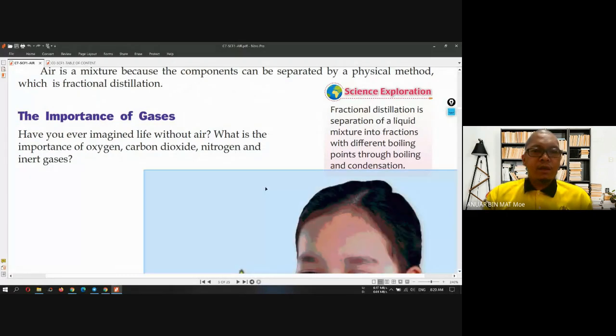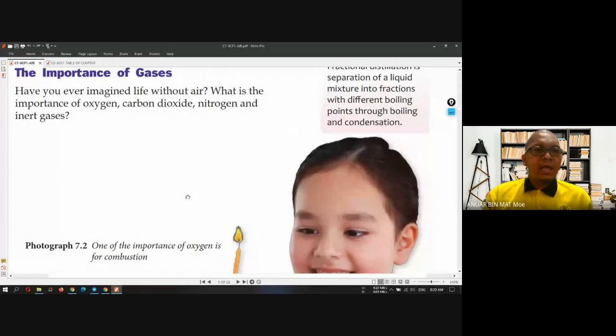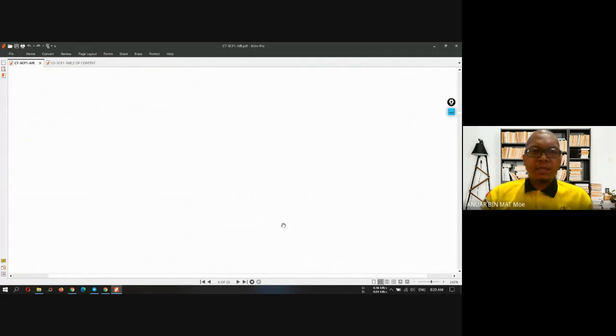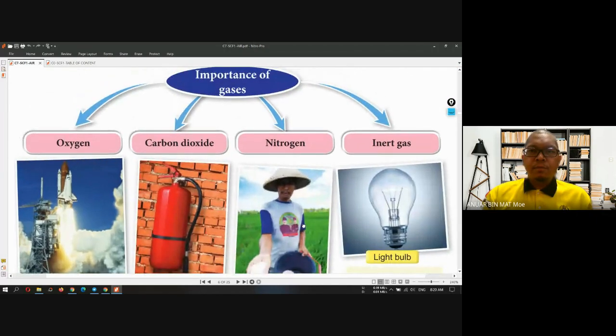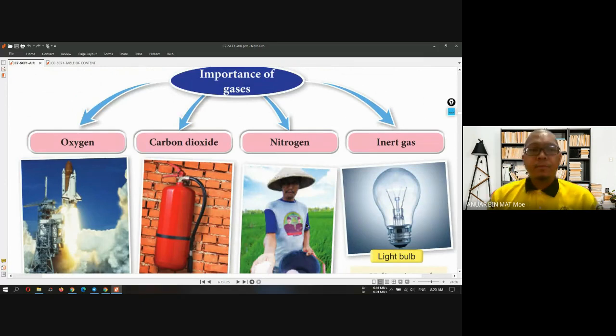Okay, the importance of gas. Next one, the importance of gas. I just jump to the next page. This is the importance of gas. So there are 4 types of gas, right? Number 1 is oxygen. Number 2 is carbon dioxide. Number 3, nitrogen and inert gas. So these are the main gases in our air composition: oxygen, carbon dioxide, nitrogen, and inert gas. So you need to understand the importance of these gases. Okay, number 1, oxygen. So we go one by one.